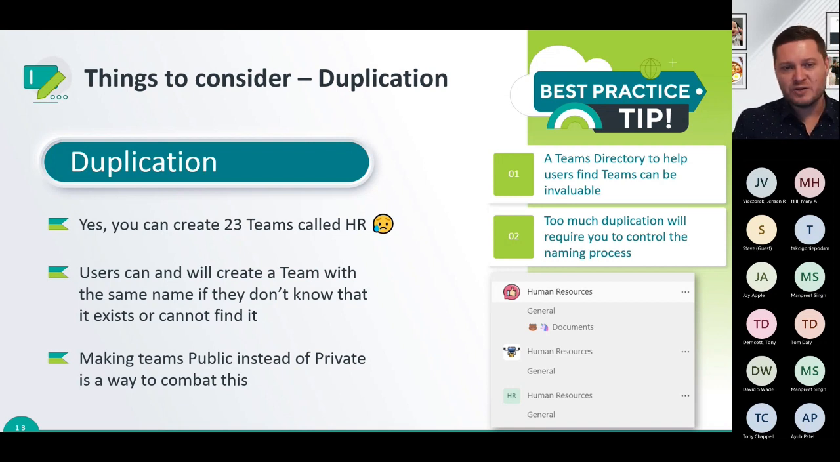Again, what you can do to combat that is a couple of things. So one of them is to make your teams public instead of private. Now, I know that's not the ultimate thing that you can do in all cases, but at least if the team is public, people can search for those teams. They can find the human resource team, and then they don't have to go and create another one, which is a duplicate, for example.